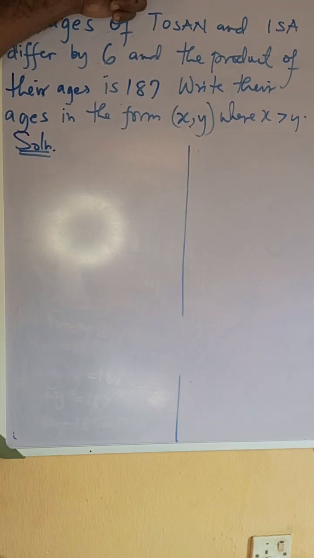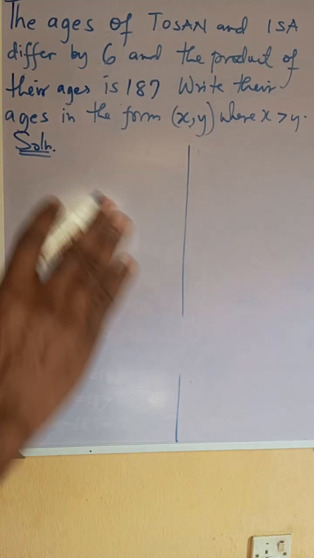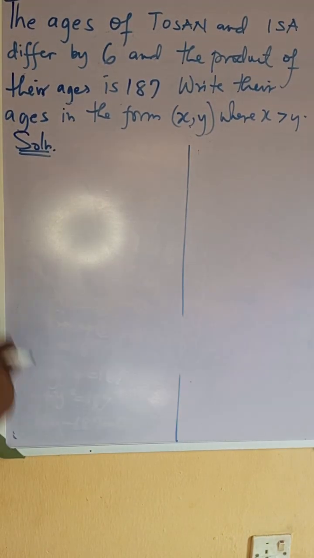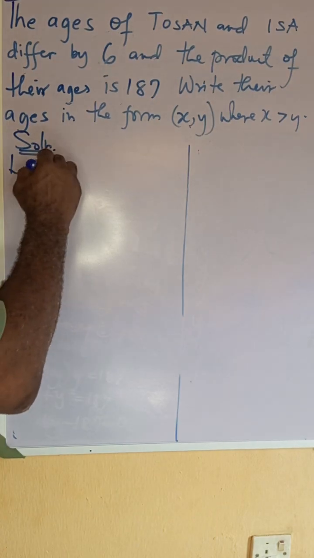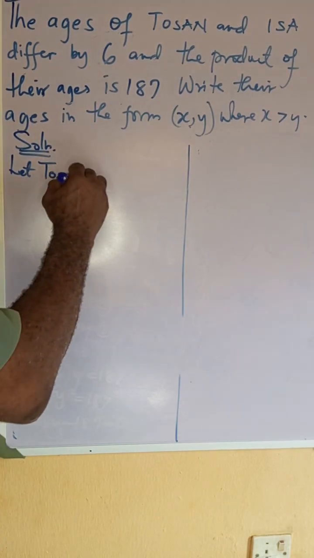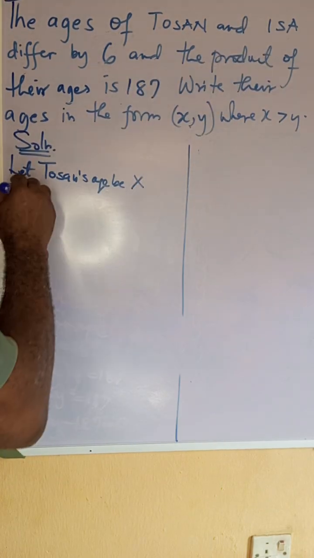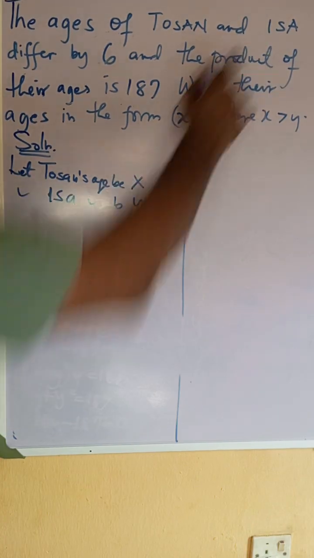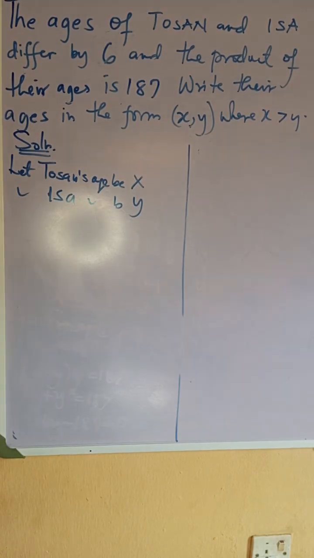You can see Tosa's age is not given. Esa's age is also not given. All we are told is that their ages differ by 6, and the product of the ages amounted to 187. Okay, so let Tosa's age be x and let Esa's age be y.